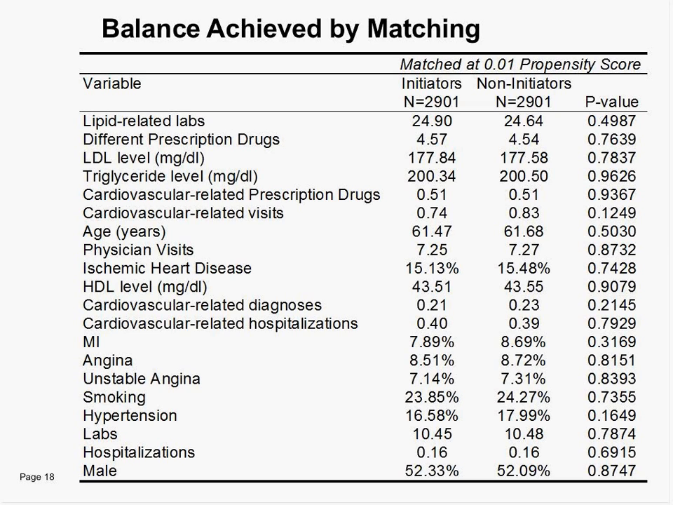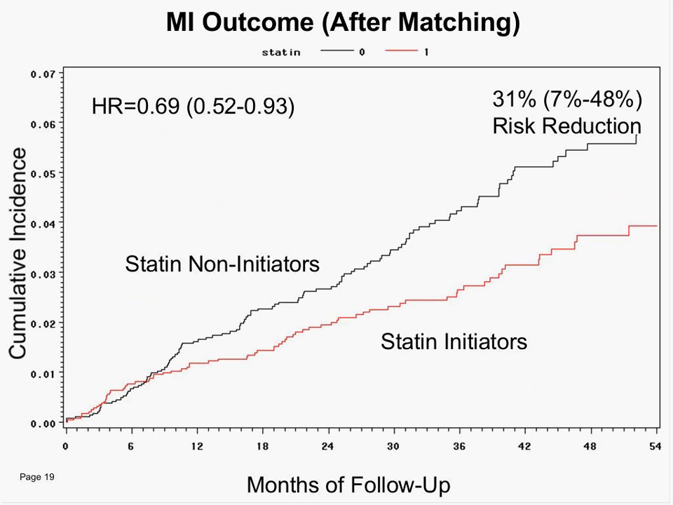The large change to notice from the prior table to this table, in addition to the balance, is the number of statin initiators. Before, I had 4,000 statin initiators, and now I have 2,900. So I've lost about a third of my statin initiators in this propensity score matching approach. But what I've gained by taking out some of these statin initiators is a fairly high degree of balance between the compared groups. And now, I follow these groups for the occurrence of myocardial infarction.